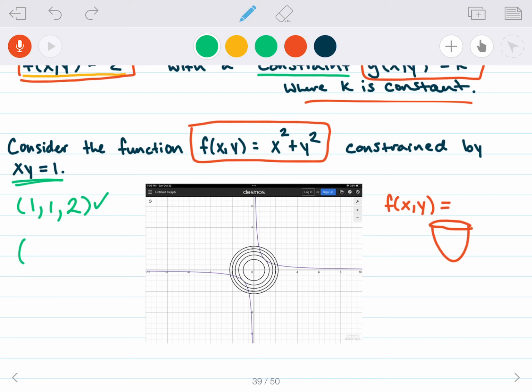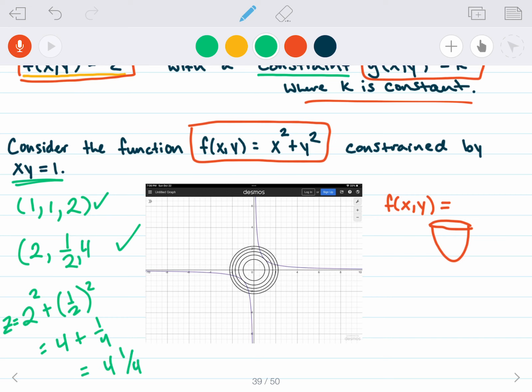Now, what about 2, 1/2? Yeah, that's totally valid, because 2 times 1/2 is 1. If we were to plug in x is 2, y is 1/2 into this function, we would get a z value of 2 squared plus a half squared, and that's going to be 4 plus a fourth, so 4 1/4 would be our output here. So that would be a valid point on this curve, subject to the constraint. So hopefully that is making some sense: what the constraint function does, what points we can include, what points we can't include.